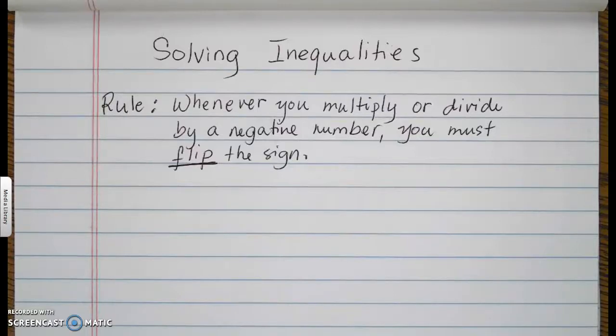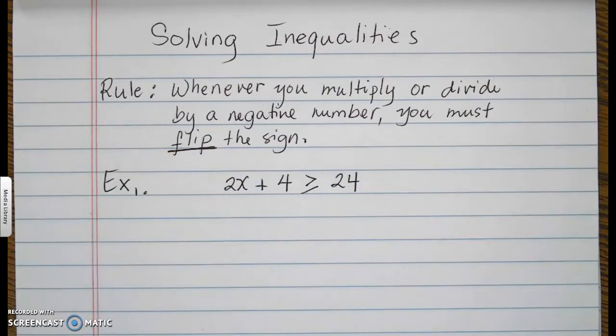Today we're going to discuss solving inequalities. The rule that you need to remember is whenever you are multiplying or dividing by a negative number, you must flip the sign. So what does this mean? Let us have an example.